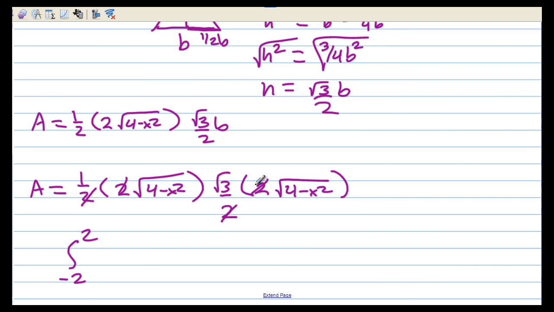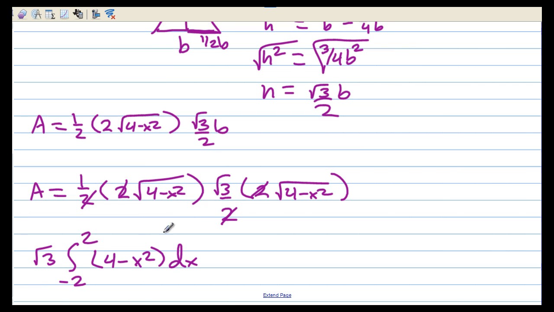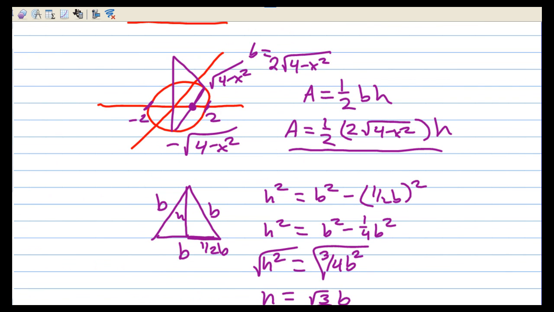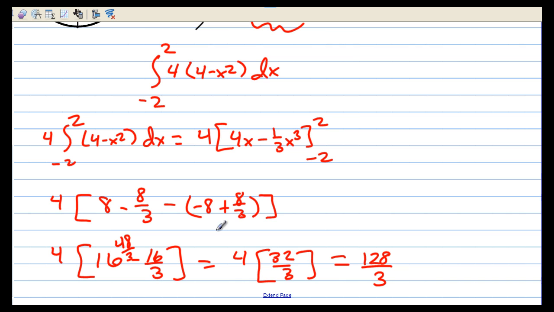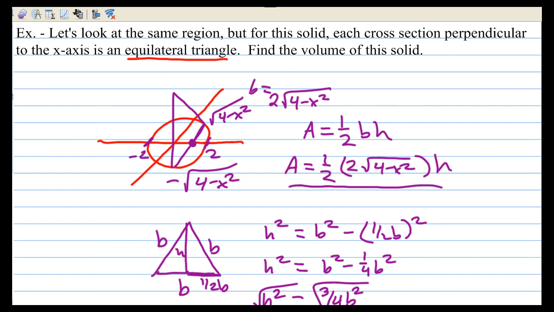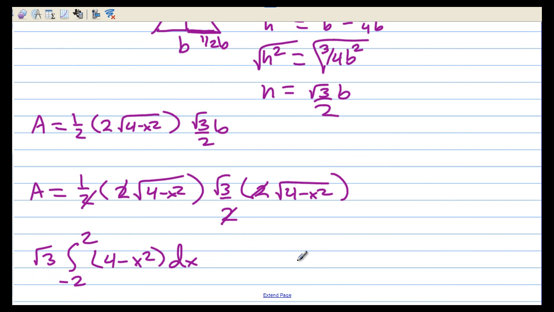Well, like I said, the square roots cancel, so we're just integrating. I'll pull the square root of 3 out over here. We're integrating 4 minus x squared dx. Well, we've already integrated 4 minus x squared, and it was, let's go back, it was 32 over 3, so the answer to this one is 32 square root of 3 over 3.